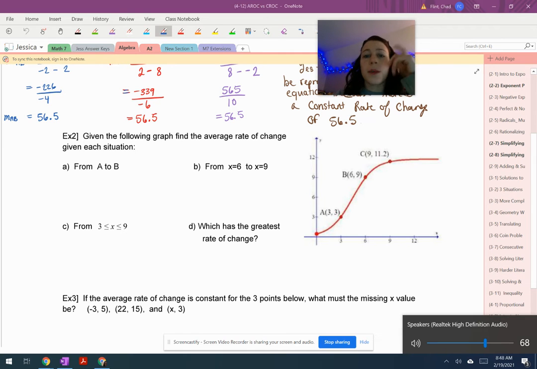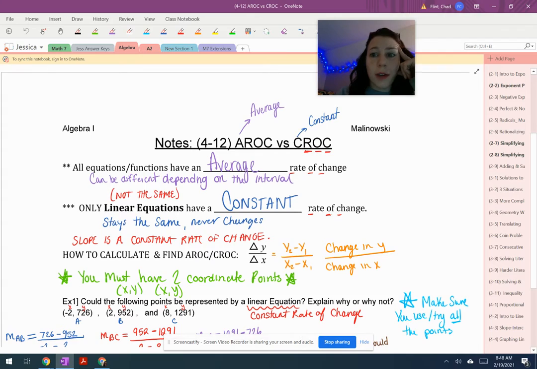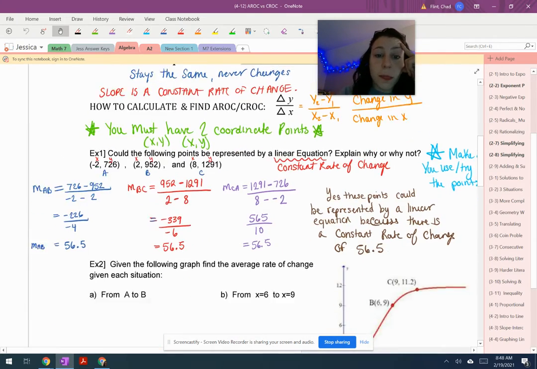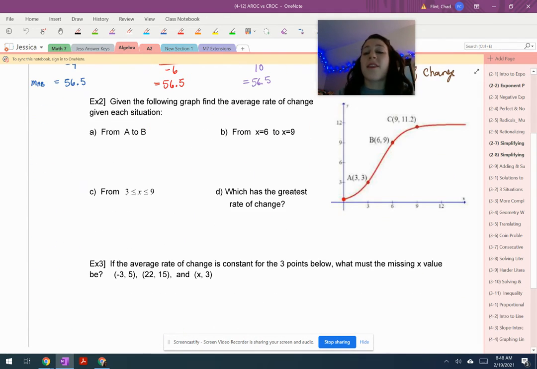So here we are, we're looking at notes for lesson 4-12 for algebra, average rate of change versus constant rate of change. Keeping in mind that linear equations are unique because they have that constant rate of change, meaning that it's the same.